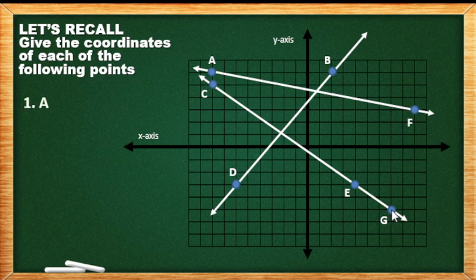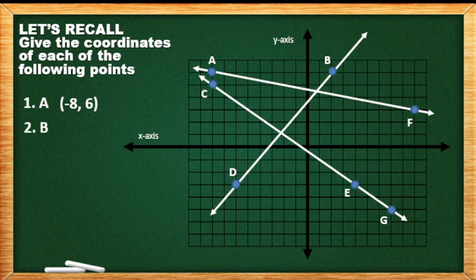Okay, point A. Since ang point A ay nasa quadrant 2, therefore, yung x ay negative, yung y ay positive. So, bibilangin lang natin yan. 1, 2, 3, 4, 5, 6, 7, 8. Stop tayo kasi andun sa taas niya ang locations ng point A. So, therefore, negative 8. So, 1, 2, 3, 4, 5, 6. So, ang y naman ay positive 6 kasi pataas. So, therefore, the location is negative 8 and 6.